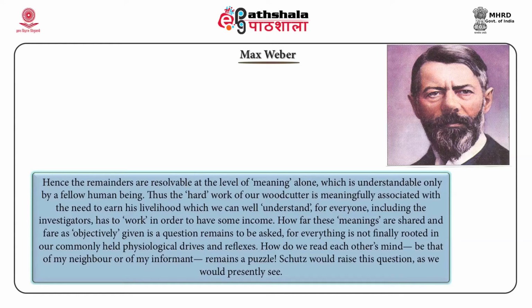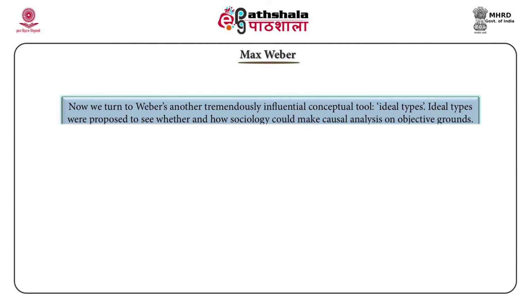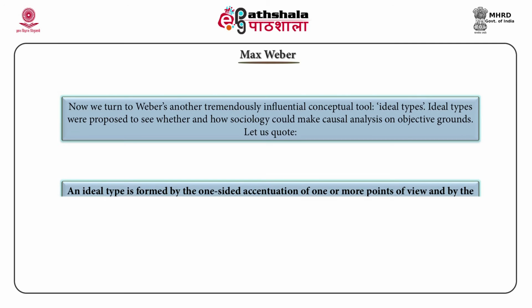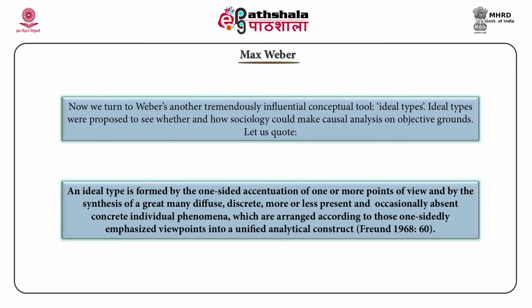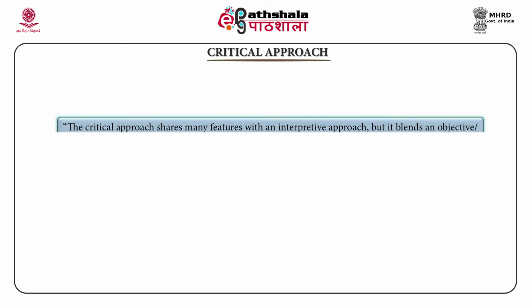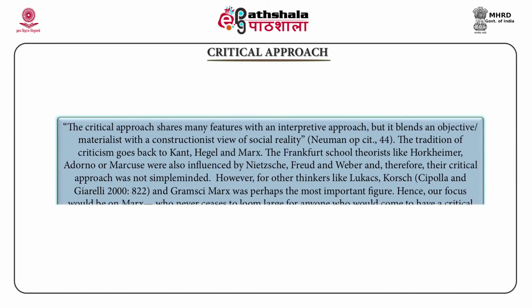Alfred Schutz would raise this question and direct the sociologists to look into the way intersubjectivity is made possible through assuming that people are sharing one another's life worlds uncritically. The typifications are actually people's believed-in approximations of the things around them, which are comparable to Weber's inferential conceptual tool, ideal types. Ideal types were actually proposed to see whether and how sociology could make causal analysis on fairly objective grounds. Now we may turn to the third approach, that is the critical one.